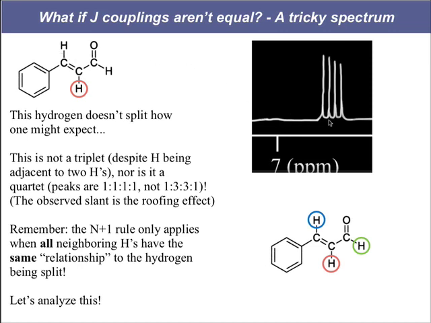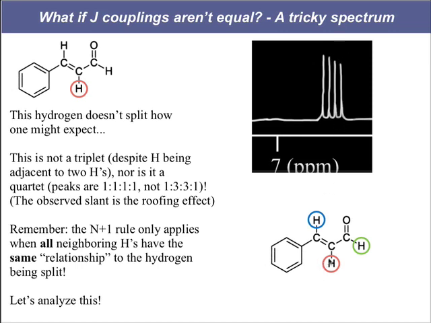But it's also not a normal quartet, because a normal quartet would be 1 to 3 to 3 to 1 as far as the heights of our peaks go. It's a 1 to 1 to 1 to 1 quartet. The slant that you see is just roofing effect. It's leaning into another peak because it's being split by something that's more downfield.